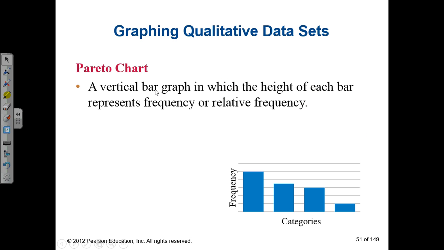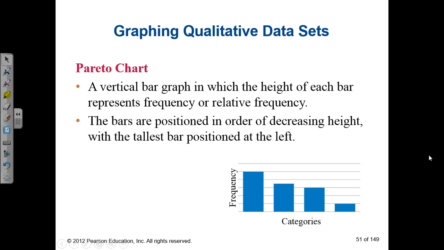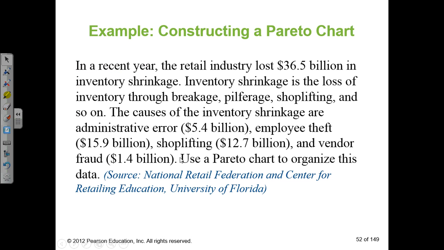A Pareto chart is a bar graph. Now, the bar graph is the other one that's used for graphing qualitative or categorical data sets. A bar graph would have these bars. They are not usually connected, and each bar stands for a category. A bar chart could have these bars in any order, but a Pareto chart is a particular type of bar graph where you start with the bar with the highest frequency, going down to the category with the lowest frequency.